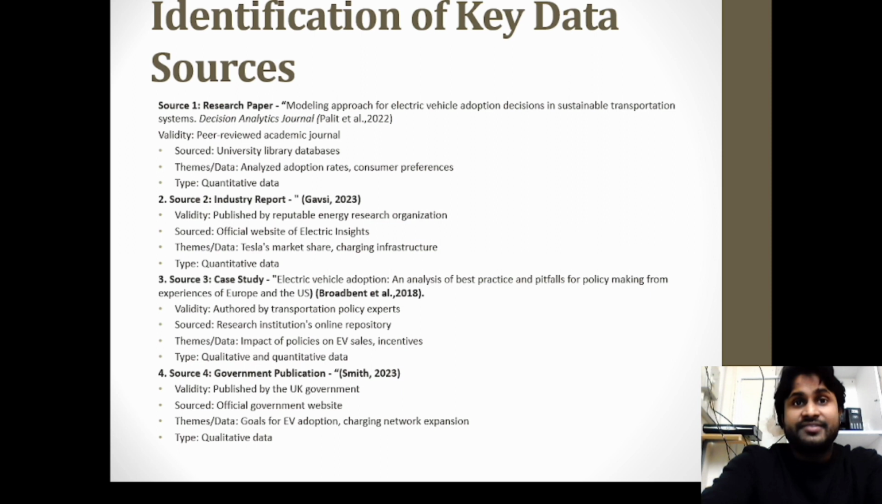Source 2 is an industry report, that's GovC 2023. Source 3 is a case study, that is electric vehicle adoption and analysis of best practice and pitfalls for policy making from experiences of Europe and the US, that's Broadband et al. 2018. And source 4 is governmental publications, that's Smith 2023.